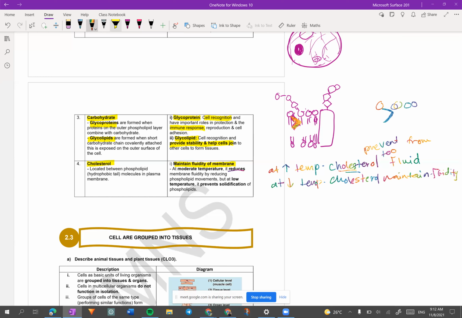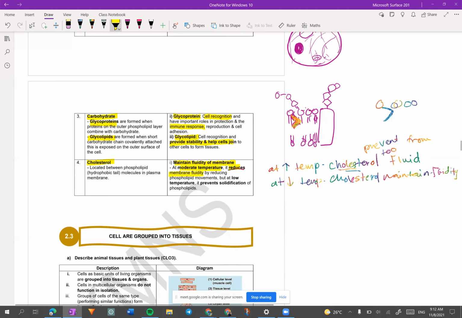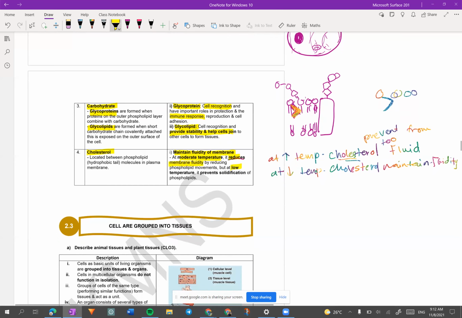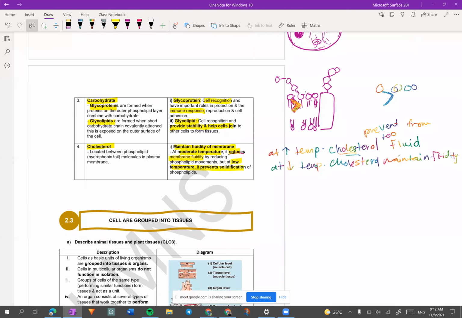Okay, so kita tengok ayat dia. At moderate temperature, it reduce membrane fluidity. Right? But at low temperature, it prevents solidification. Right? Dia guna ayat lain daripada saya. So, untuk low temperature, dia prevent solidification. Untuk high temperature, dia reduce fluidity. Boleh?